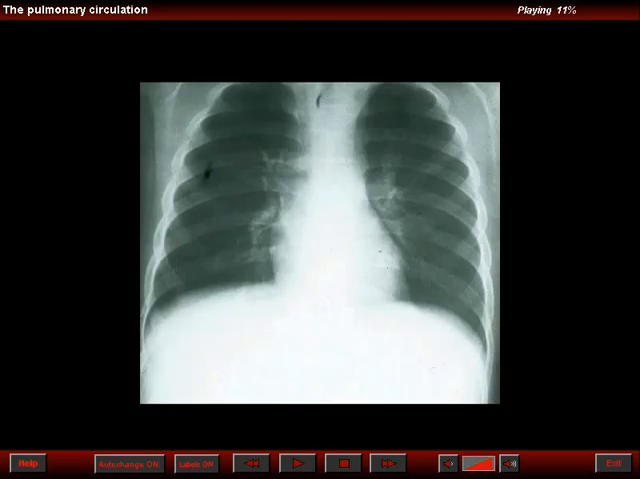This 8-year-old child had a nephrotic syndrome, and this is a frontal chest roentgenogram before he was subjected to treatment with corticosteroids.